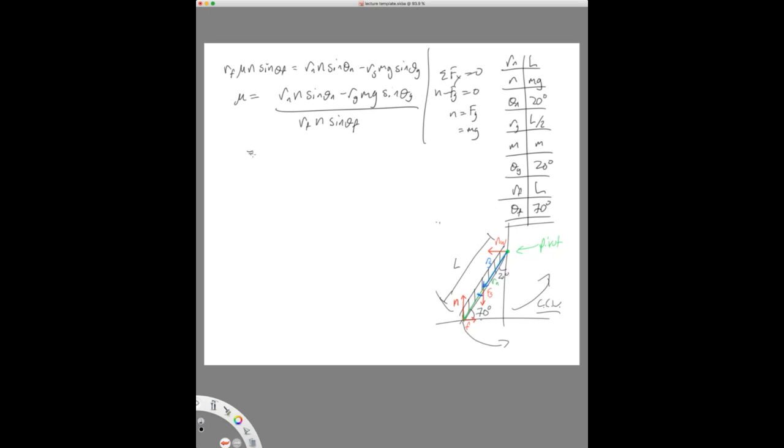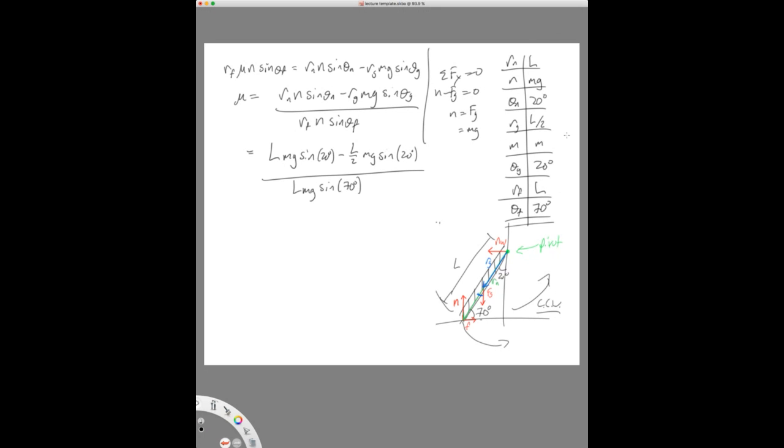So if I put all of this stuff in, we have L for normal force, we have mg, sine of theta n, which is 20 degrees, minus Rg, which is L over 2, times m times g times sine of theta g, which is also 20 degrees. And we divide this by L times the normal force, which is mg, times sine of theta f, which is 70 degrees.